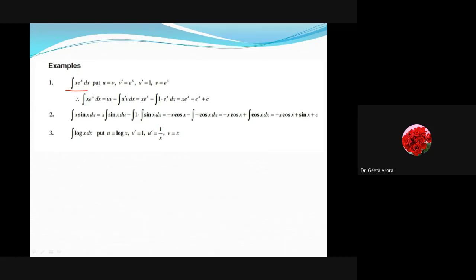I think here we have a mistake. u is equal to x, not v. So what the author has written is that this first x they have taken as u, this e^x is taken as v. Correct? So if u is equal to x, u dash is 1, the derivative of u. If v is equal to e^x, then v dash is also e^x. Correct? So it doesn't matter more because e^x is the same for v and v dash.